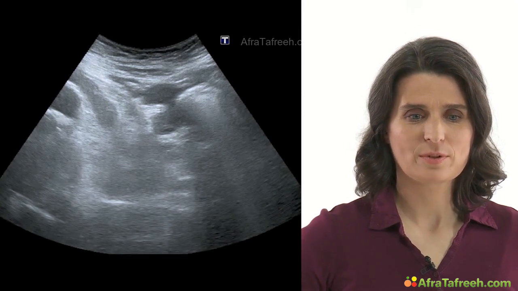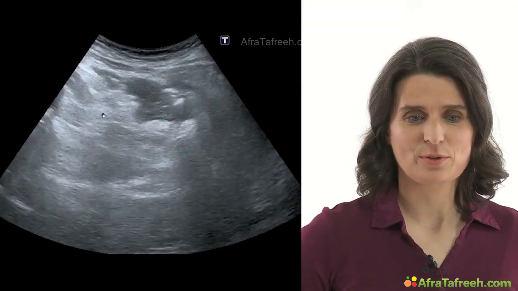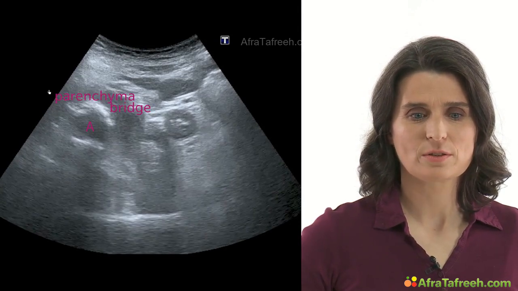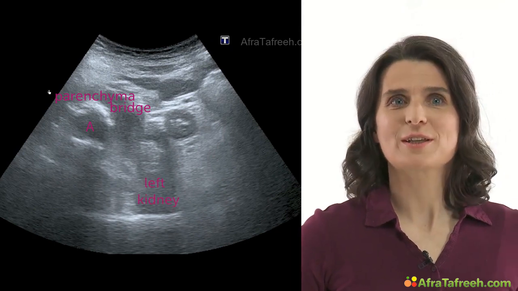The next clip shows us the left side of the horseshoe kidney. The aorta, the parenchymal bridge, and the left part of our horseshoe kidney over here.